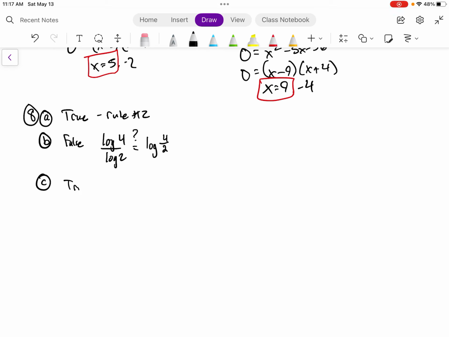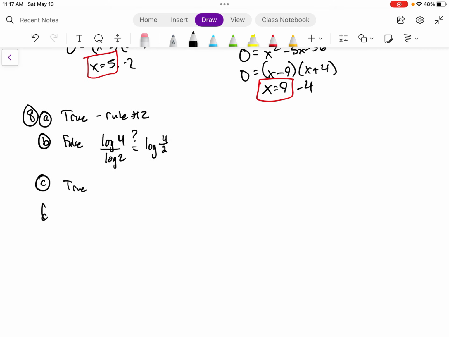C is true. It's just a rule, right? We're taking that exponent 1 over y and moving it out to the front. Okay, so that's C. D looks like a rule. We have this log base 5 of 5x equals 5 log of 5x, or log base 5 of x. Is this a rule? No, right? If we wanted to take this guy, we could move it up into the exponent, but it doesn't equal 5x, it equals x to the 5th. So I'd say this guy is false as well.